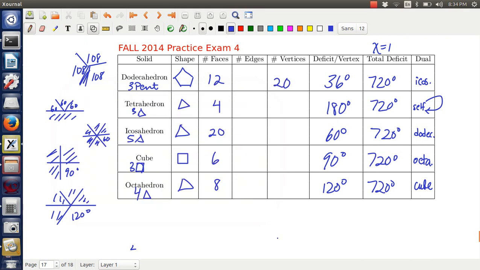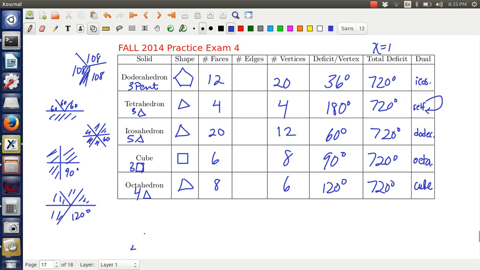And then you can go down the whole chart this way, or you can remember that we have this duality going on. The number of vertices for one shape has to match the number of faces on its dual. Tetrahedron is self-dual. Cube and the octahedron are each other's duals. So all we have left is the edges.